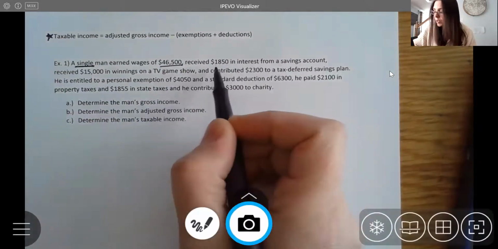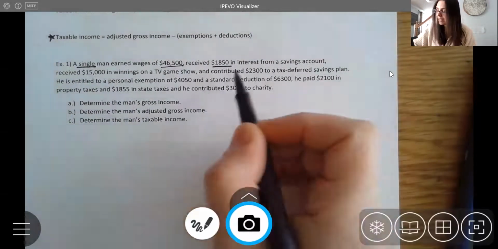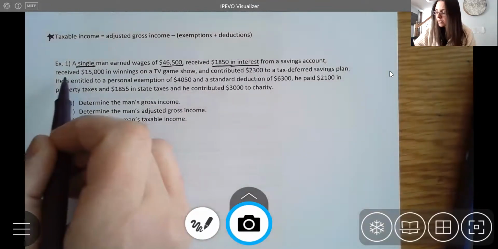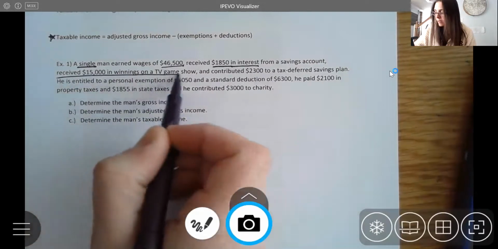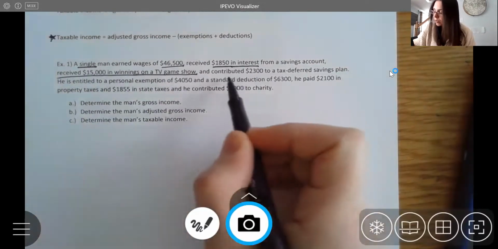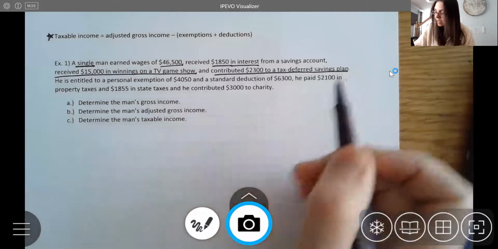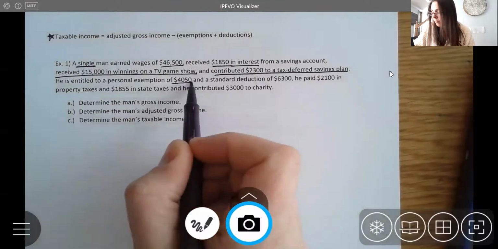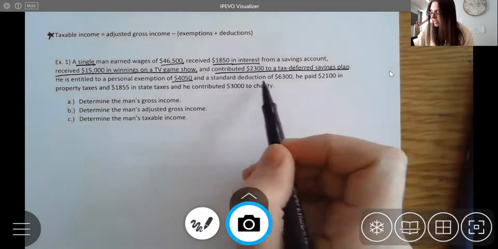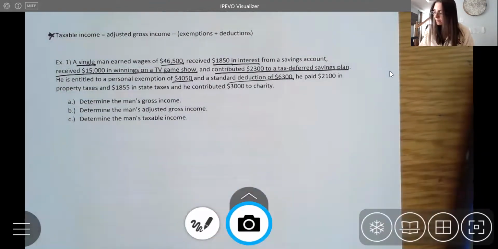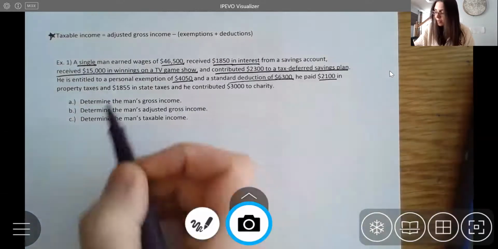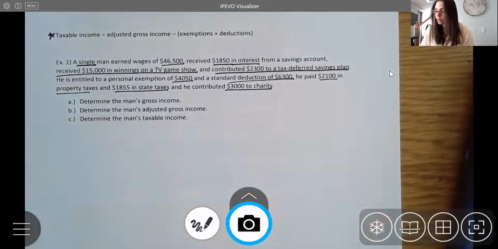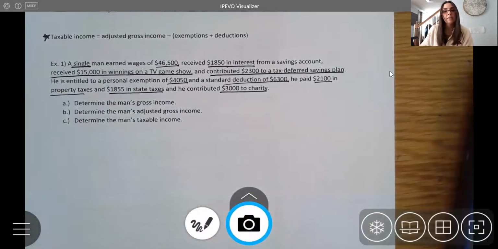$46,500. And he also received $1,850 in interest from a savings account. He also received $15,000 in winnings on a TV game show, lucky him, and he contributed $2,300 to a tax-deferred savings plan. He is entitled to a personal exemption of $4,050 and a standard deduction of $6,300. He paid $2,100 in property taxes, $1,855 in state taxes, and he contributed $3,000 to charity. All right, so this is all his main information.